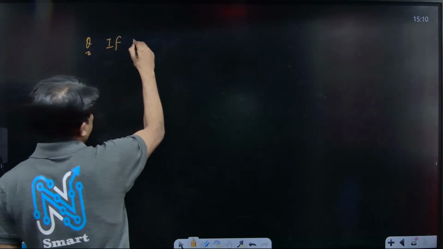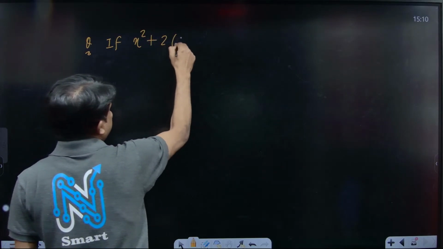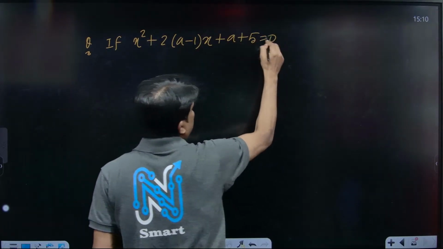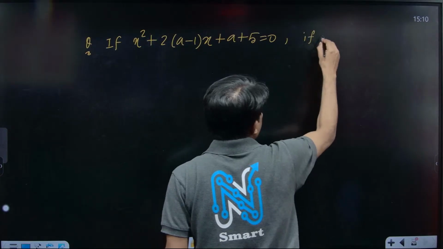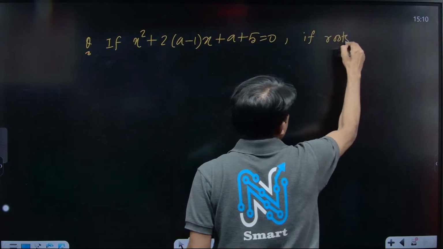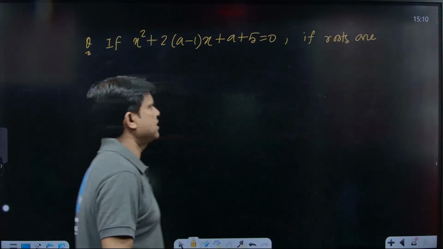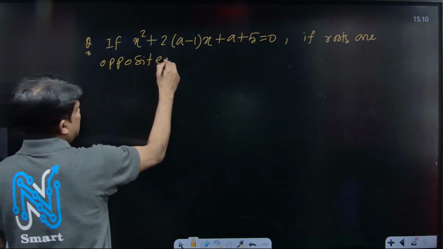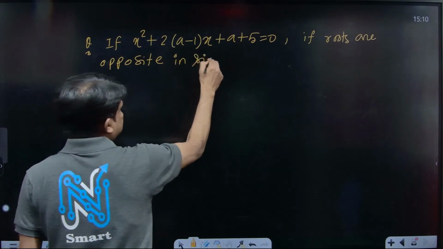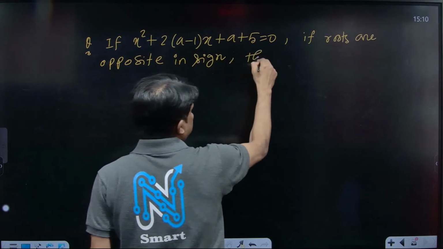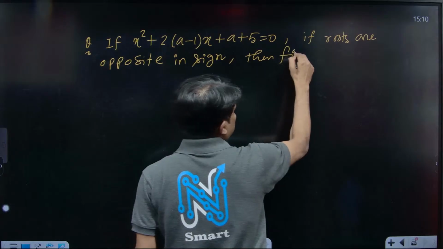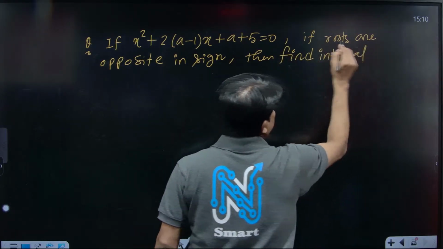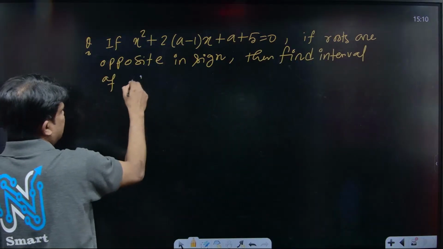The question given is: if x square plus 2 into (a minus 1)x plus a plus 5 equals 0 has roots that are opposite in sign, then find the interval of a.